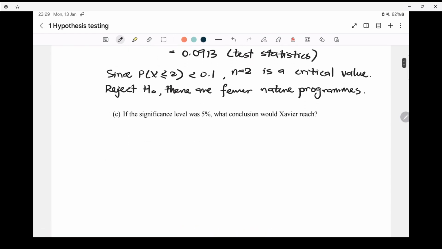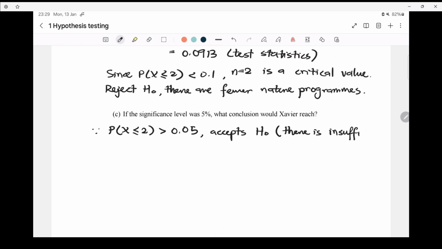So if your significance level is 5%, what kind of conclusion can you reach? Then P(X ≤ 2) is actually greater than 0.05. Due to this particular fact, you need to accept H0. The underlying sentence that you need to write is basically this: there is insufficient evidence to reject the claim.